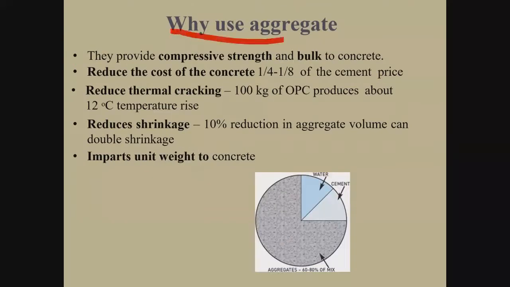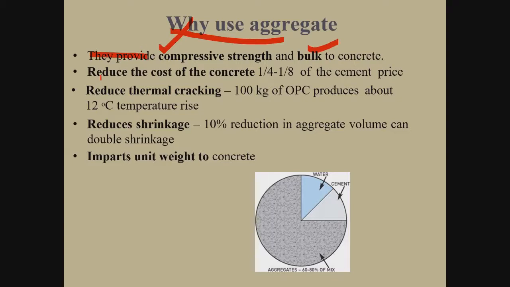Now, why are we using aggregates in concrete? There are a few reasons which justify the use of aggregates in concrete. Number one is that aggregates provide concrete its compressive strength and bulk. It is because of the aggregates that compressive strength is imparted to the concrete, and also it gives the concrete its main bulk, its main shape. So that's why we are using aggregates.